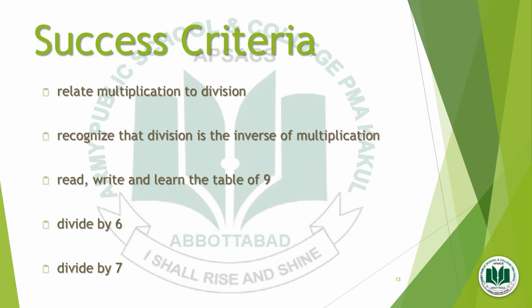Next is recognize that division is the inverse of multiplication. Read, write and learn the table of 9. Also use the table of 9. Divide by 6 and divide by 7 by memorizing the table of 6 and 7.